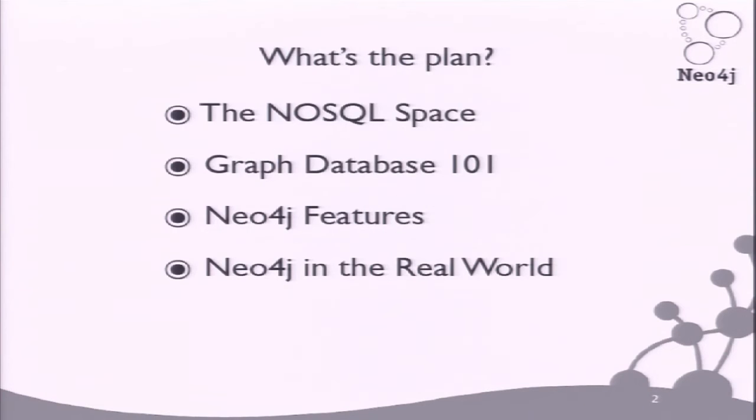So we have a tight agenda today. I'm going to start by zooming out a little bit and talking about the NoSQL space, after which I'm going to dive into the topic of the hour, which is graph databases, and talk about the fundamentals. I'm going to talk about one specific graph database called Neo4j, which is the one produced by my company. And then we're going to dig into some real-world examples where Neo4j and graph databases are used today.